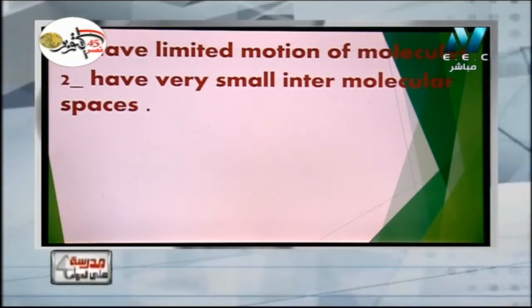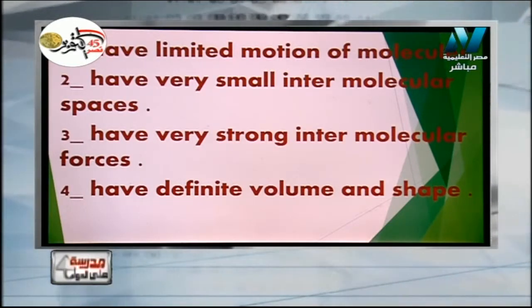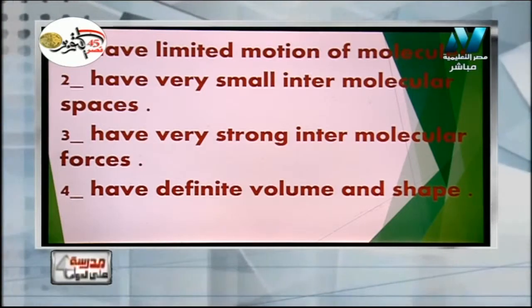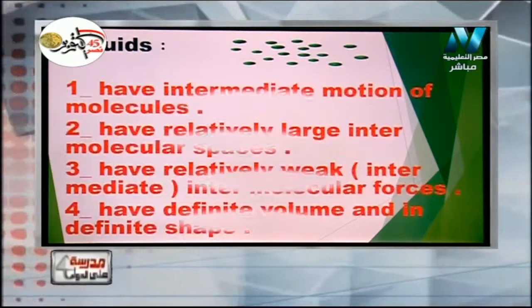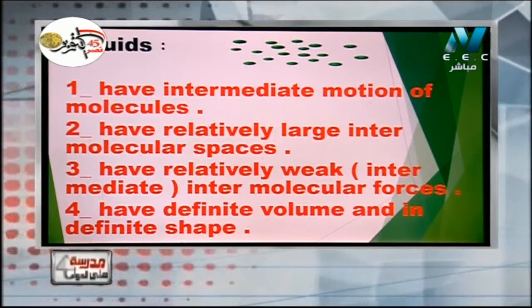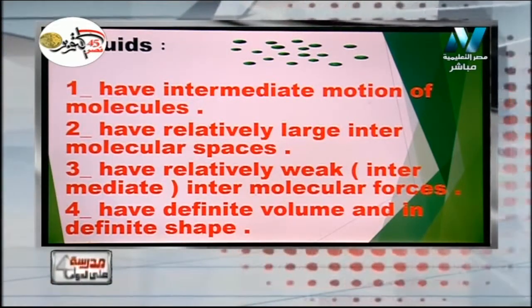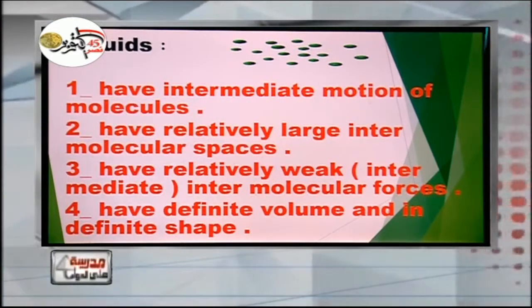Now, solids have limited motion of molecules, very small intermolecular spaces, very strong intermolecular forces, and definite volume and definite shape. Definite volume means that the volume of solid doesn't increase or decrease according to the container, and so the shape. Liquids have intermediate motion of molecules, relatively large or intermediate intermolecular spaces, relatively weak, also intermediate, intermolecular forces, and definite volume but indefinite shape. Indefinite shape means that the liquid takes the shape of its container. It changes its shape according to the shape of the container.